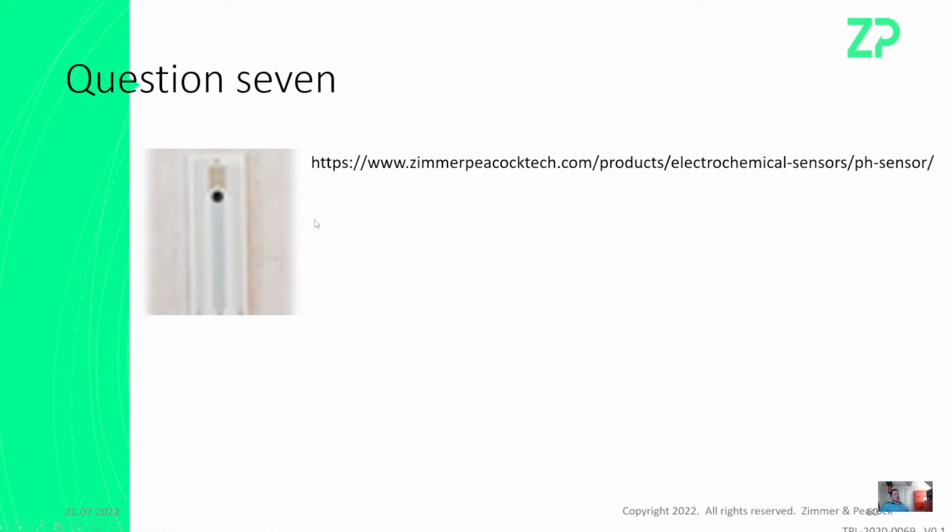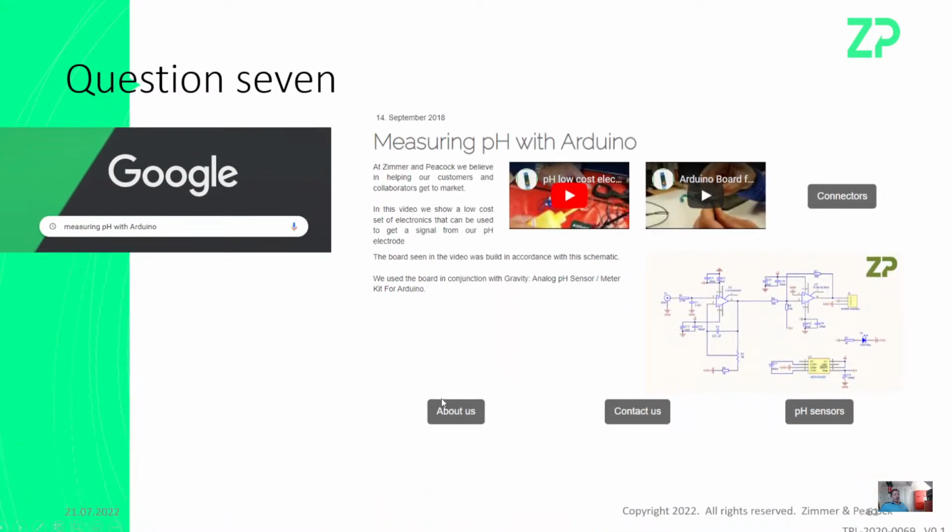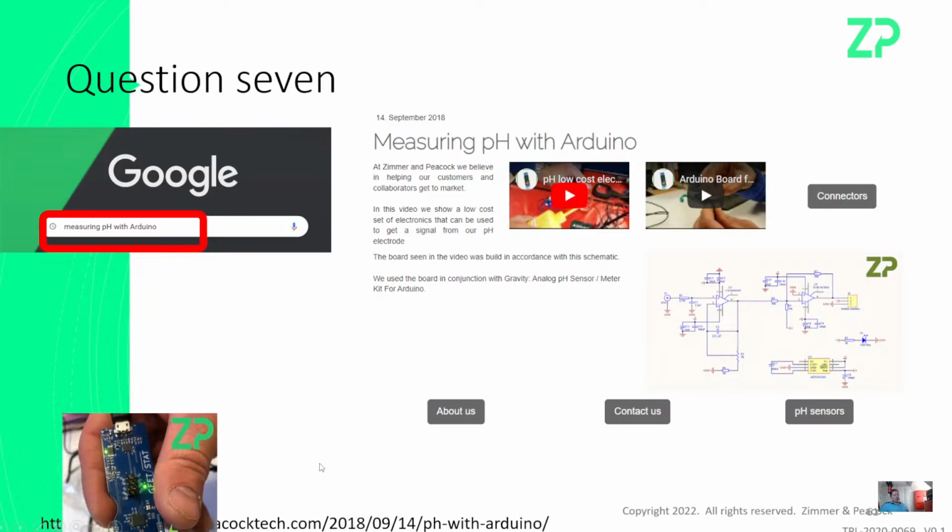All right, so at Zimmer Peacock, we're world-class manufacturers of screen-printed electrodes, including pH sensors. If you've got one of our pH sensors, then you need to make an electrical contact on the third pin here and on the right-hand pin here. I did cover this in last week's webinar, where I told people, look, if you want to measure low cost with these pH sensors, just search on pH measuring with Arduino. I said that we had an old page on it. We're not supporting that page anymore, but it's a good start.